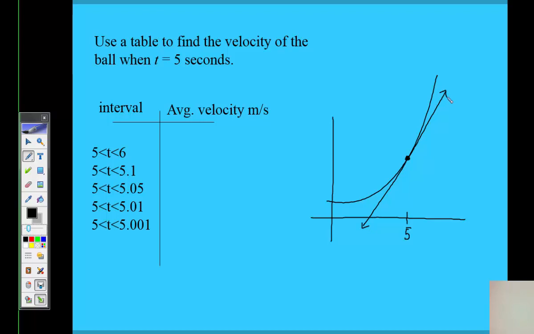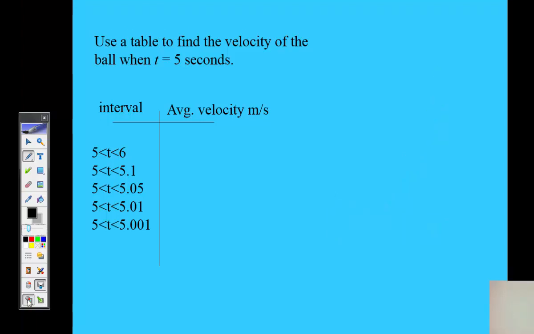So what we're going to do is start by choosing a value out here, create the secant line through 5 and 6, and find its slope. Then we're going to choose a point closer to 5. We'll go down to 5.1, find the slope of that secant line. Then we'll choose a point even closer. So these values are going to be getting closer and closer to the slope of the tangent line. This is just like the process we used a few moments ago.